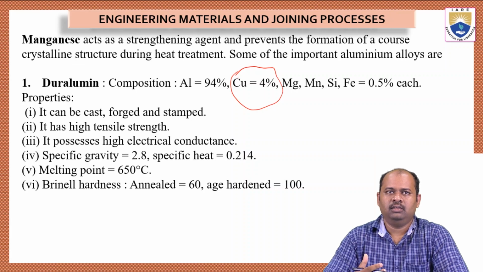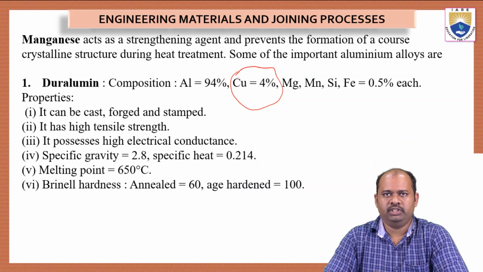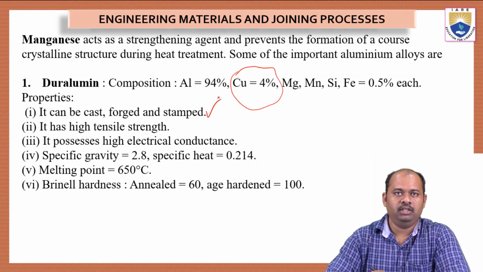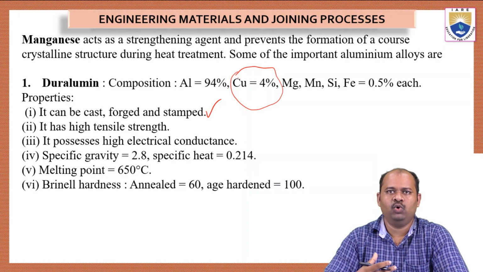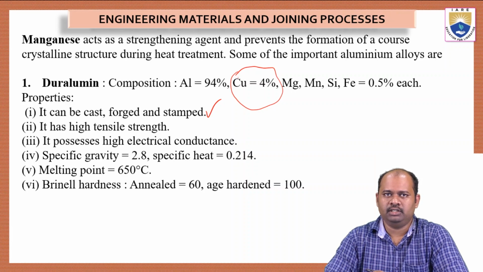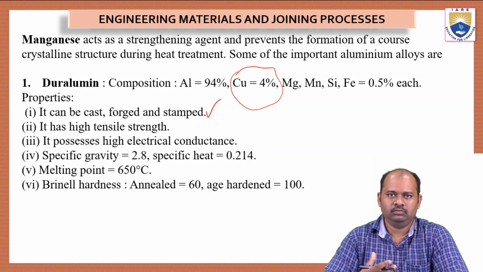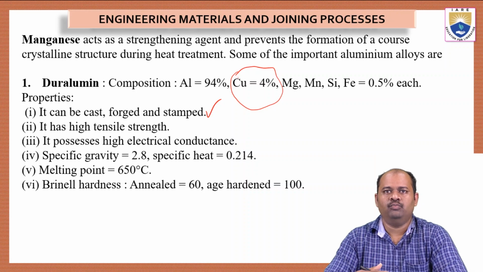Now if you see what are the properties that duralumin has, it can be casted, forged and stamped. All these processes can be easily done for duralumin. This is the first property, and then it has high tensile strength. So when compared to regular aluminium, duralumin has more tensile strength, so it can bear more tensile loads. And then the third point is it possesses high electrical conductance. Compared to the normal aluminium, that is not alloyed aluminium, duralumin will have more electrical conductance.